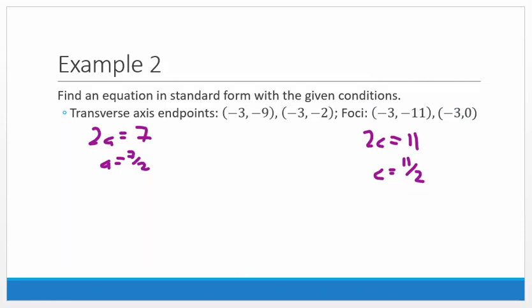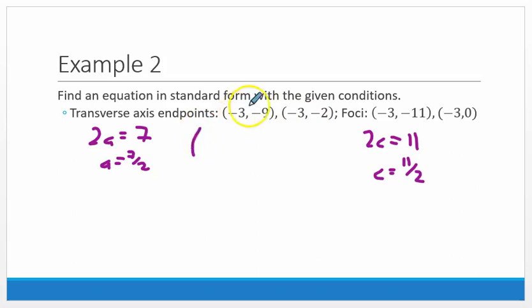Also, don't forget that I told you guys you can always identify the h and the k values, the center of the coordinate, by just finding the midpoint of any of the ones that are given for you. So if we took the midpoint, it doesn't matter which one we do it to, either the foci or the transverse axis points, any pair of points they give you.